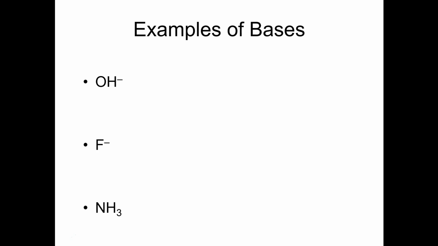Ammonia is a base that we'll talk about a fair amount. It does not have a negative charge. Let's think about how each of these things accepts a proton. In the case of hydroxide, hydroxide can accept a proton to give you water. Fluoride could accept a proton to give you HF, hydrofluoric acid.